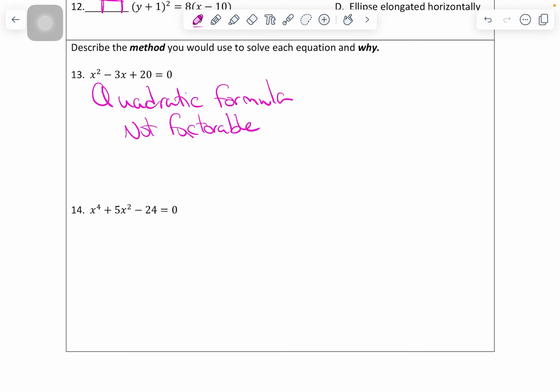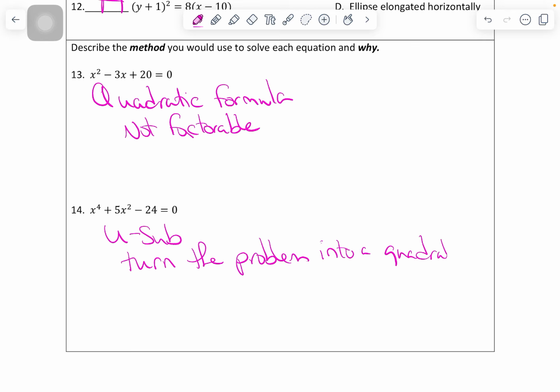And then problem number 14 is an x to the fourth. As soon as I see x to the fourth, immediately I am thinking of u sub, and that will turn the problem into a quadratic, and this is a factorable quadratic. All right, so those are my reasonings why for that.